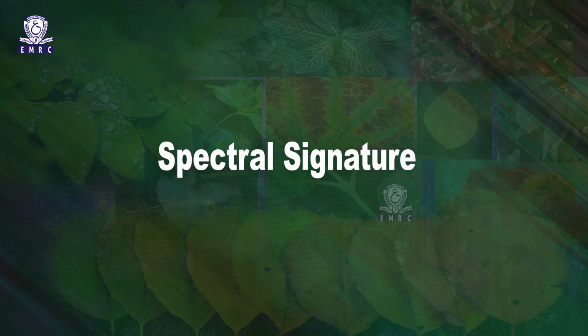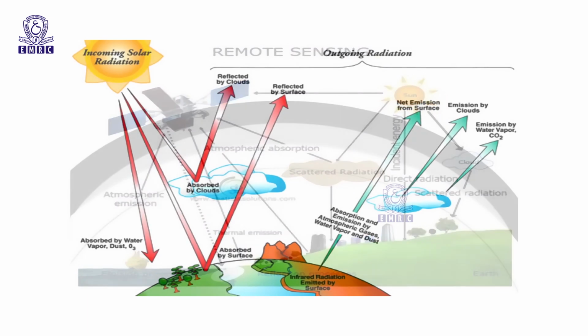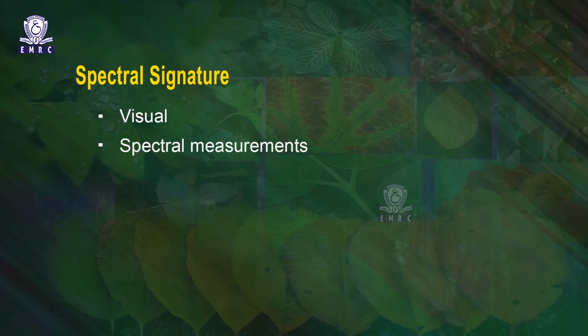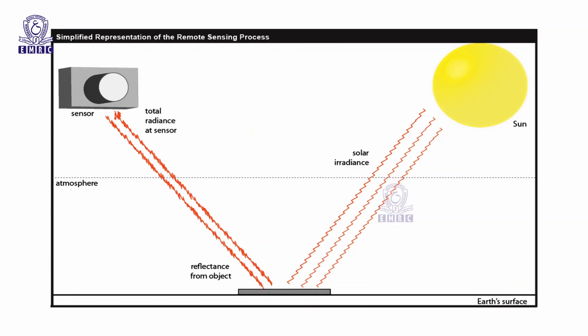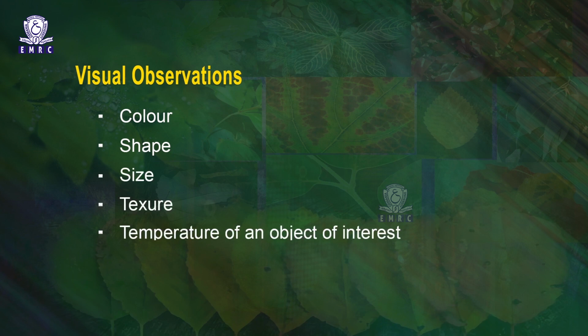Spectral signature. Various remote sensing sensors are used to record the emitted or reflected electromagnetic radiation from various components of the Earth's surface. There are two observations on which the remote sensing system is involved. These are visual and spectral measurements. The visual observation involves observations such as color, shape, size, texture and temperature of an object of interest.